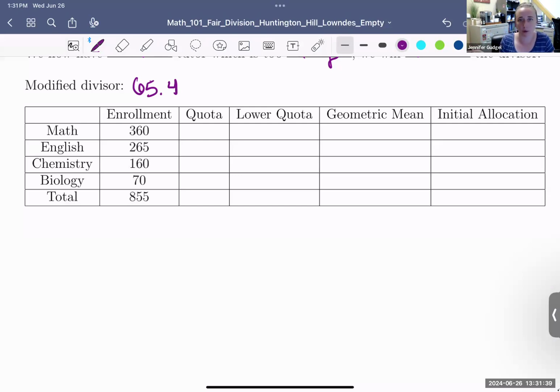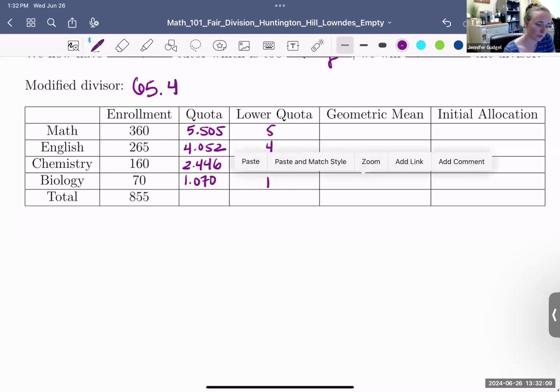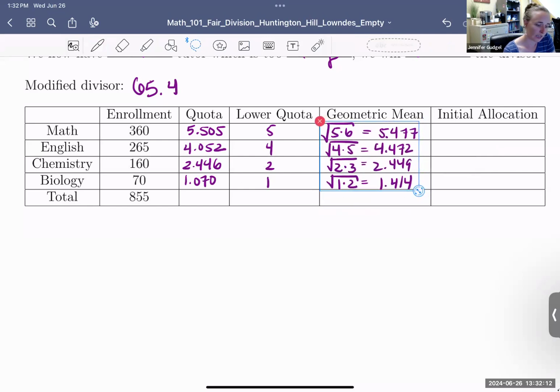So I can follow my notes. I picked 65.4 between 65 and 65.7. I picked something that was in the middle-ish, but still relatively easy to type into a calculator. So 360 divided by 65.4 is 5.505. Walking through the rest of our quotas, 4.052, 2.446, and 1.070.